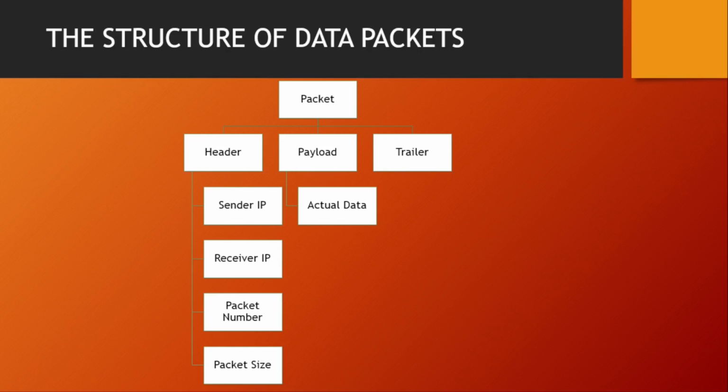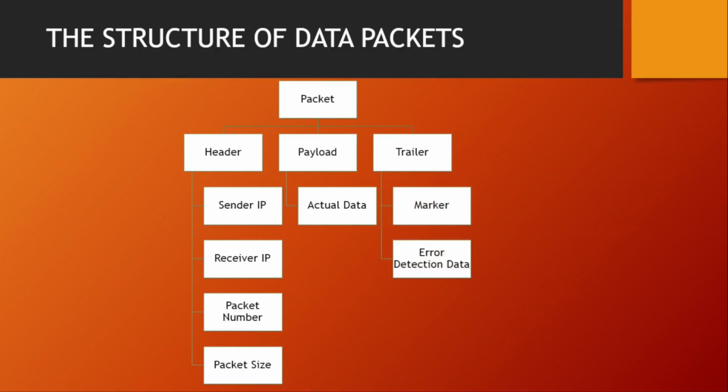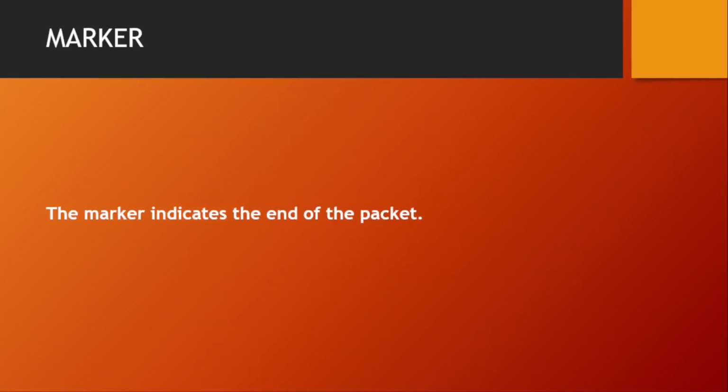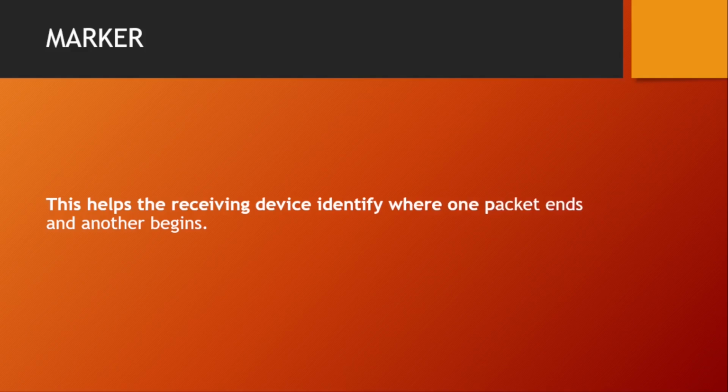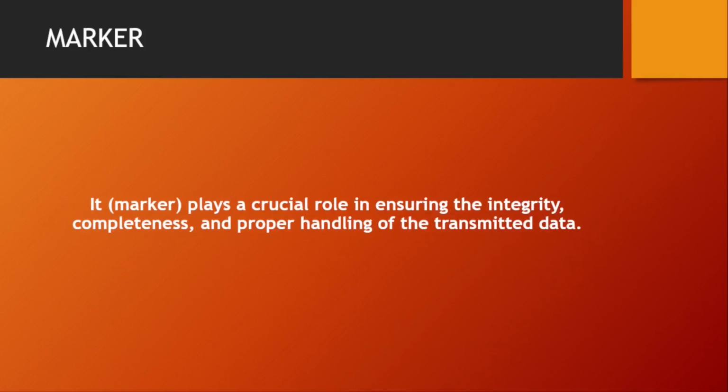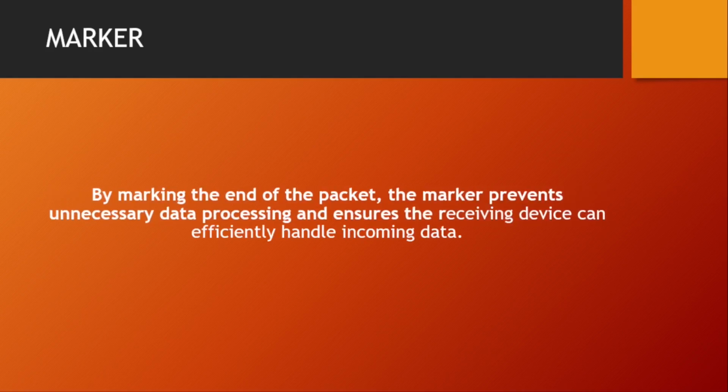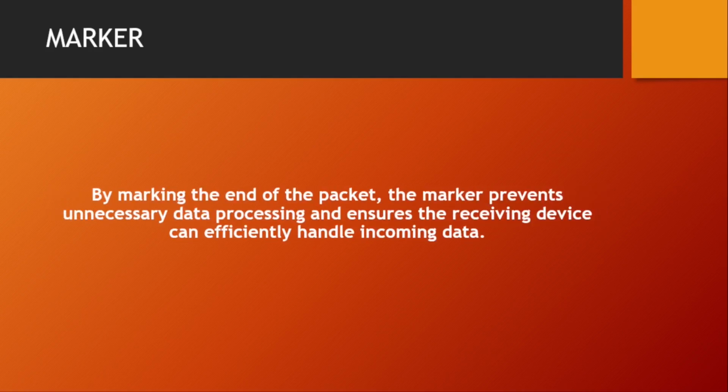The trailer contains two main pieces of information: the marker and the error detection data. The marker indicates the end of the packet. This helps the receiving device identify where one packet ends and another begins. It plays a crucial role in ensuring the integrity, completeness, and proper handling of the transmitted data. By marking the end of the packet, the marker prevents unnecessary data processing and ensures the receiving device can efficiently handle incoming data.